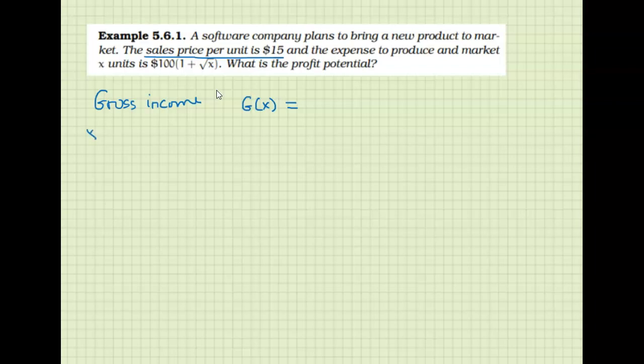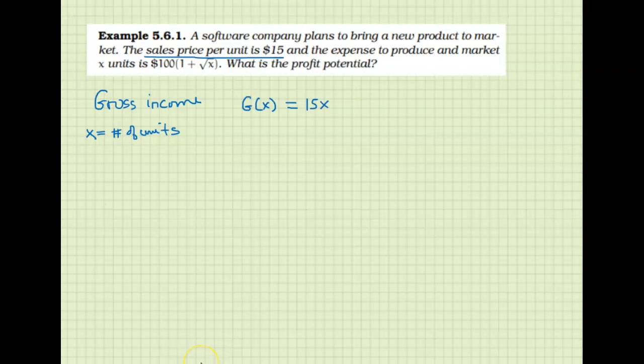So if you have X equals the number of units, and the cost per unit is $15, right? If you're selling one widget, then you're going to get $15. If you're selling 10 widgets, it's going to be 15 times 10, or 150. If you're selling 1,000,000 widgets, then it's going to be 15 times 1,000,000, which is 15 million, right? So 15 times X is going to be the gross income.